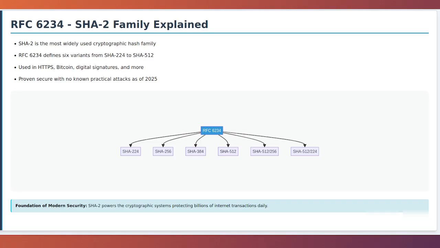We will start with high-level concepts and progressively dive deeper into the implementation details. By the end, you will understand not just what SHA-2 does, but how and why it does it. Whether you're a developer implementing cryptographic systems, a security professional analyzing protocols, or just curious about the cryptography that protects your daily digital life, this comprehensive guide will give you the knowledge you need. We'll cover the mathematical foundations, the step-by-step algorithm, the different variants and when to use each one, security properties, real-world applications, and common pitfalls to avoid.